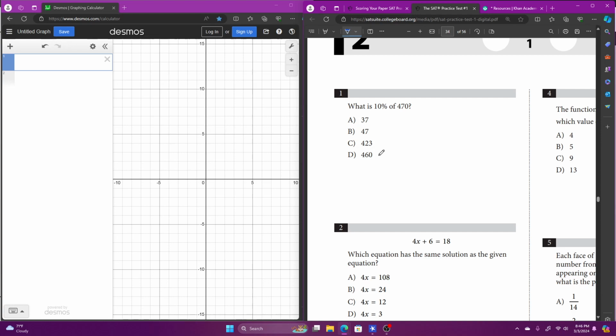So on the real SAT, you'll have 2 sections of math with 22 questions each. This PDF version has 2 math sections of 27 questions each. The Desmos graphing calculator is allowed for both sections of the SAT now that it is digital. So let's get right into these questions.